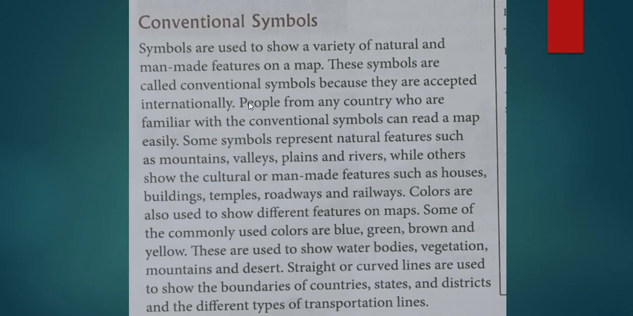Now about the conventional symbols. Conventional symbols are used to show a variety of natural and man-made features on a map. These symbols are called conventional symbols because they are accepted internationally. People from any country who are familiar with conventional symbols can read a map easily. Some symbols represent natural features such as mountains, valleys, plains and rivers, while others show the cultural or man-made features such as houses, buildings, temples, roadways and railways.